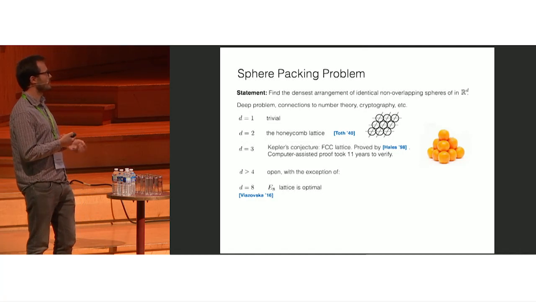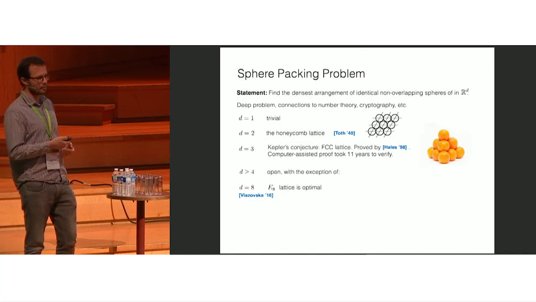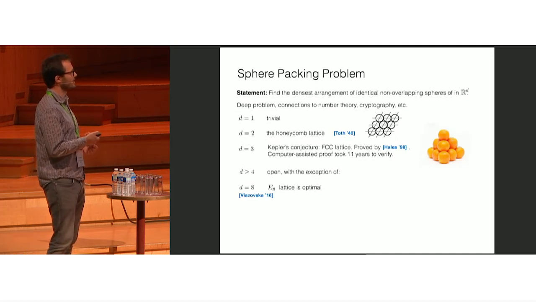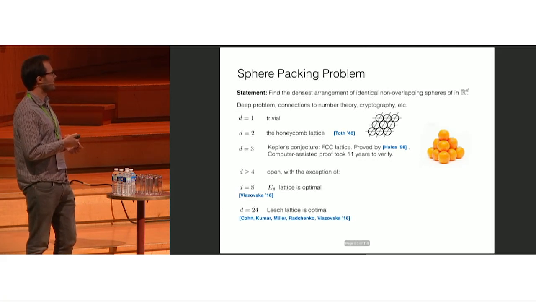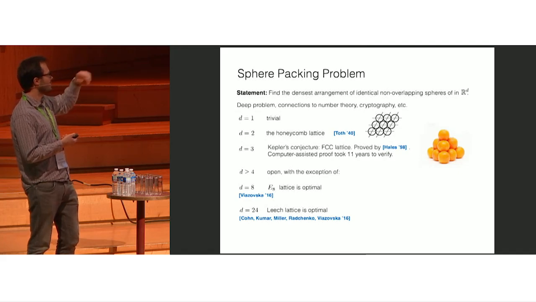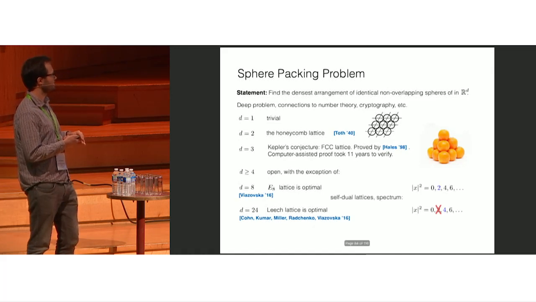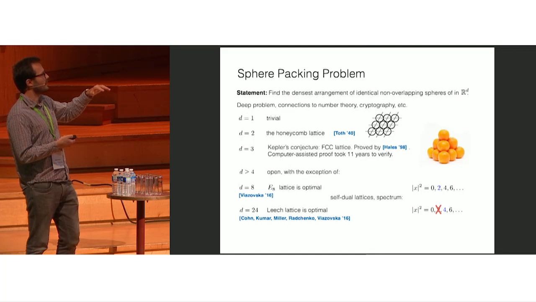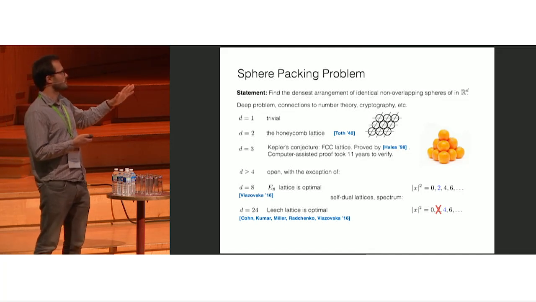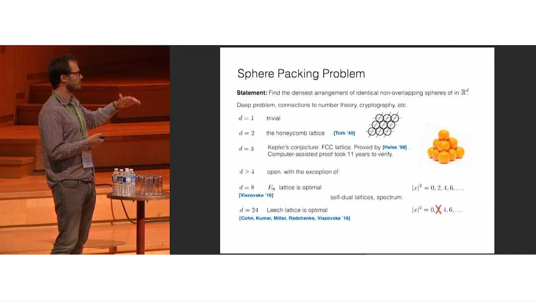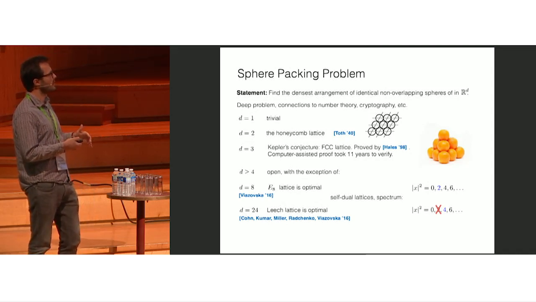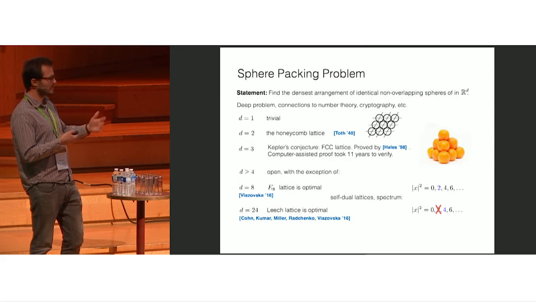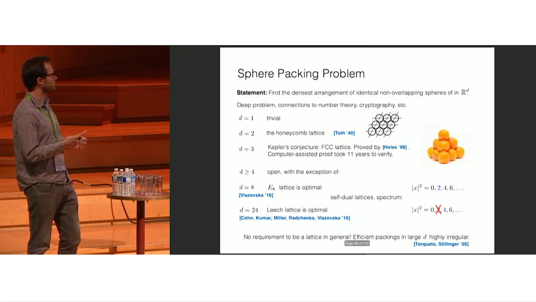One is eight dimensions, where it was famously shown by Viazovska a couple of years ago that the E8 lattice gives the optimal packing. And in 24 dimensions, a paper which appeared just a week after the eight-dimensional paper has shown that the Leech lattice is optimal. Now, all you need to know for now about these cases is that both of these are even self-dual lattices. So even means that the spectrum of norm squared of distances between the sphere centers looks like this. This is the E8 spectrum, and this is the Leech lattice spectrum.